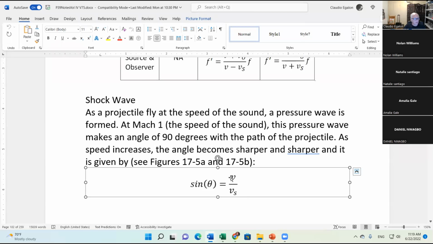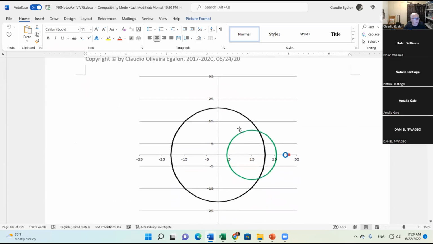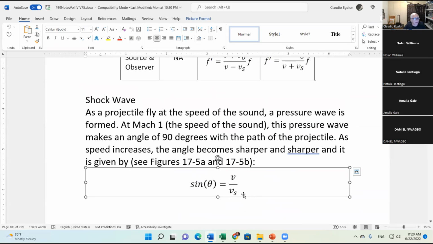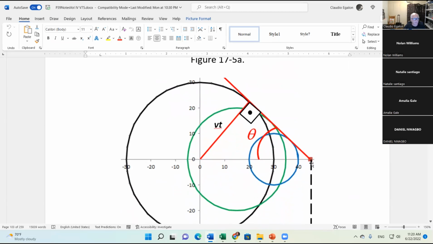Velocity of the source, velocity of the wave. If the velocity of the source is 1.5, here you go, is 1.5, so the sine of the angle is going to be 1 divided by 1.5. Here's the source. So this line here, this angle theta, let's connect the source to a direction that's tangent to the front of the wave. Okay, so here you go, theta.